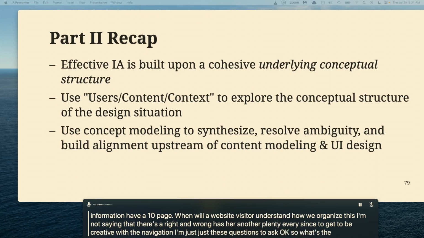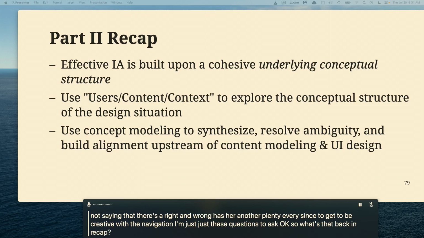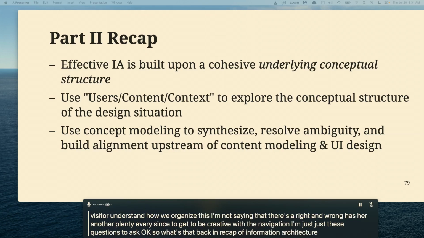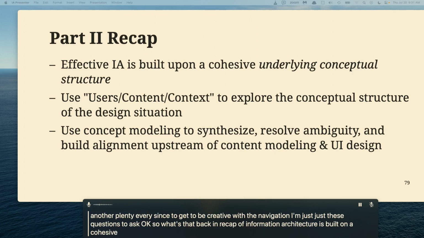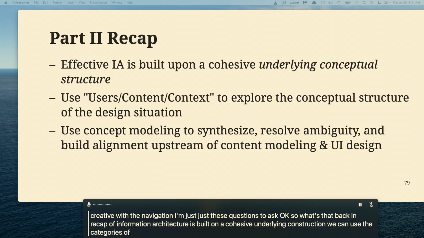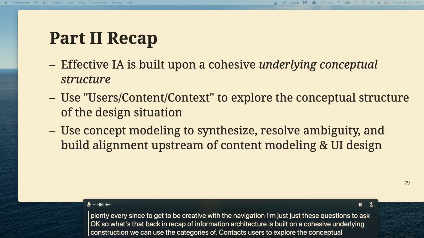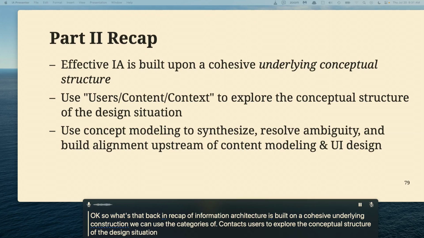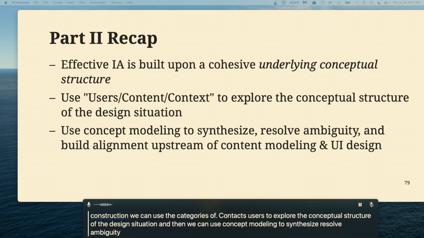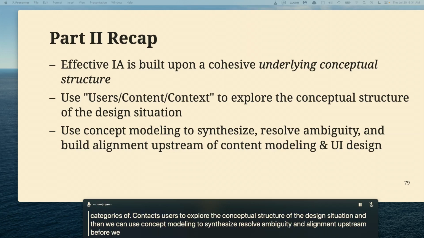Okay, so let's step back and recap. Effective information architecture is built on a cohesive underlying conceptual structure. We can use the categories of content, context, and users to explore the conceptual structure of the design situation. And then we can use concept modeling to synthesize, resolve ambiguity, and build alignment upstream before we get into content modeling and UI design.